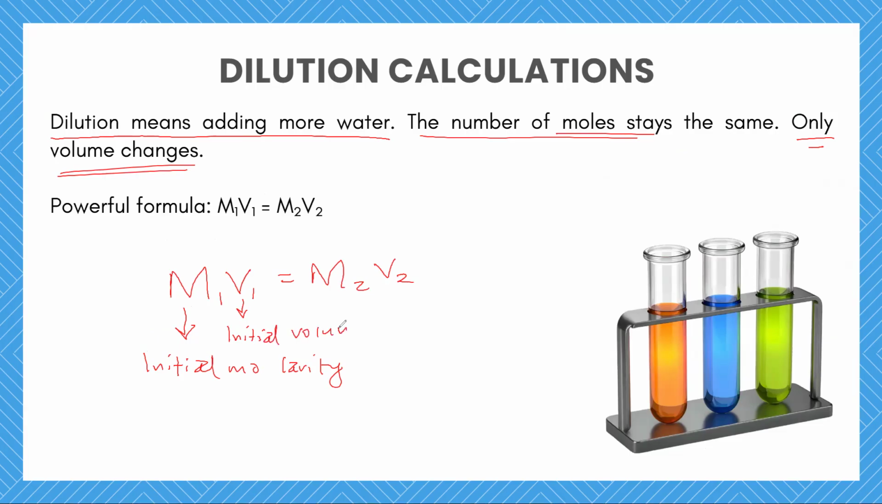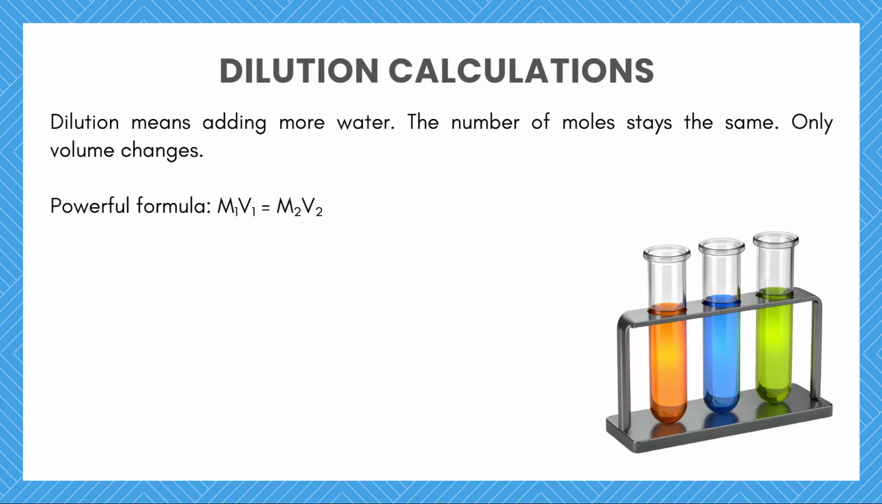So what this means is before dilution takes place, there is an initial concentration that the solution had, and there is an initial volume that it occupied. And then after the dilution takes place, there is a new concentration or new molarity, whichever word you intend to use. And then there is a new volume that is now occupied by the solution. So all this can be calculated by this dilution relation formula: M₁V₁ is equal to M₂V₂.